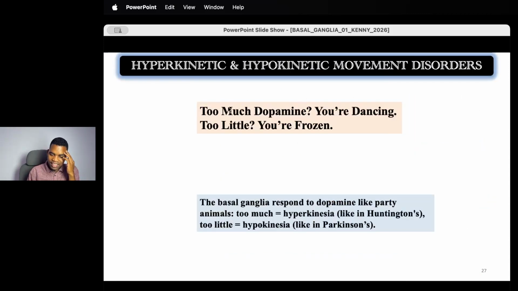Later we're going to discuss these disorders, the hyperkinetic and hypokinetic disorders. We're going to see the role of dopamine in movement. So too much dopamine means you are dancing, and too little means you are frozen.